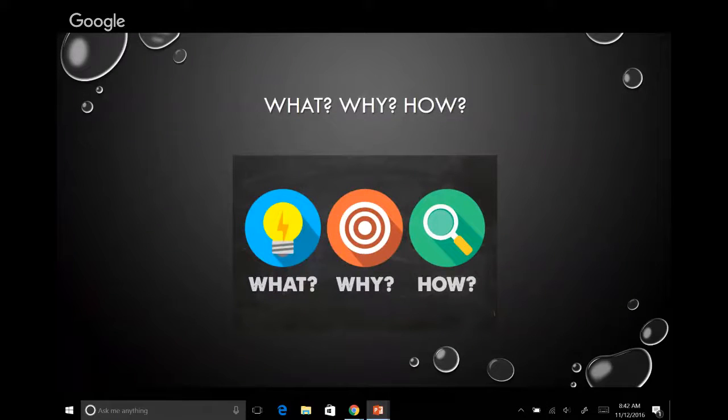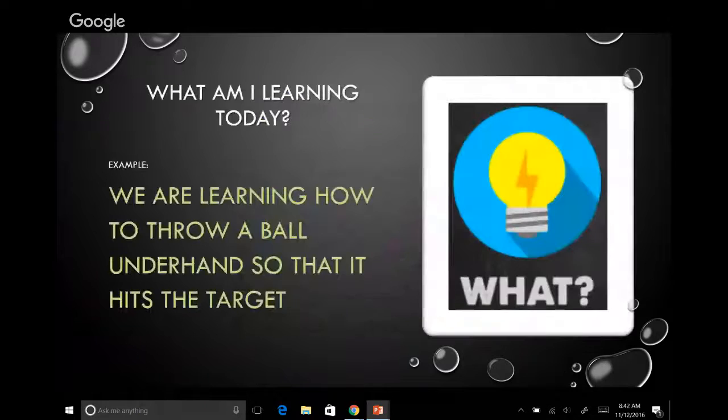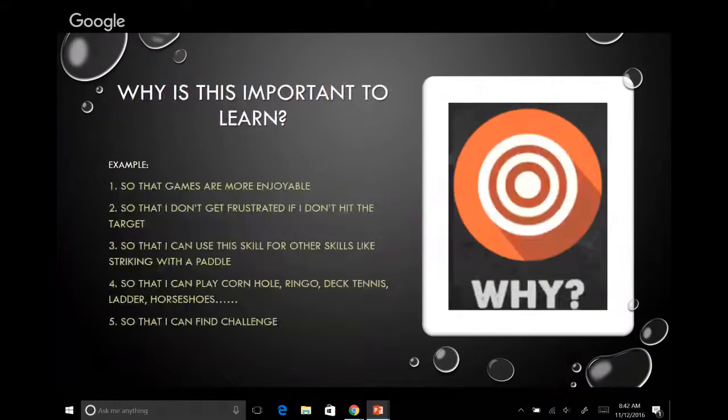So this is, thank you, Joy Fight, the what, how, and why. This is an example of what I'm learning today: I'm learning how to throw a ball underhand so that it'll hit the target. And why is this important to learn? What I like to think of is I generally have my own why, but your students come to you with their own why also.